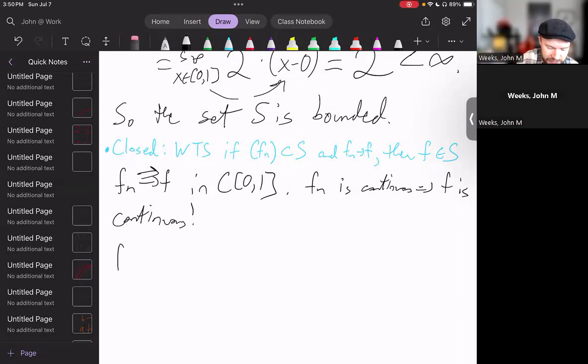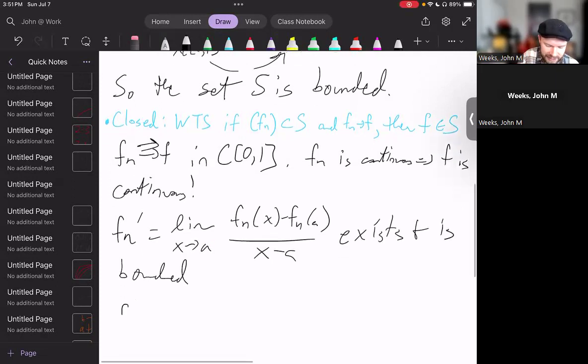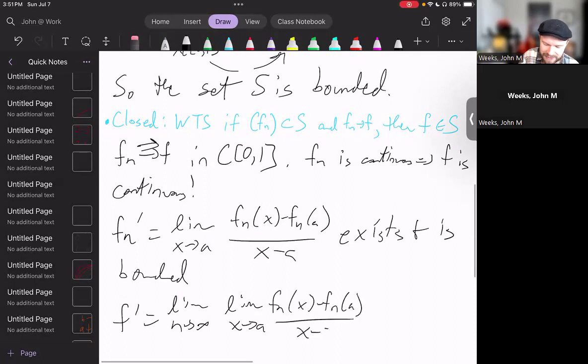In fact, we know that f sub n prime, which is, recall, the limit as x goes to a of f sub n of x minus f sub n of a divided by x minus a, that this limit exists and is bounded, then that's actually going to end up implying something else. That is that f prime, which is the limit as n goes to infinity of these limits here for f sub n of x minus f sub n of a over x minus a, is actually going to end up existing.